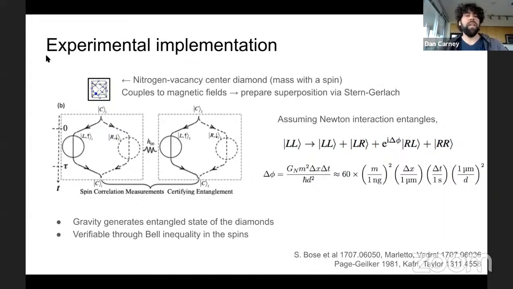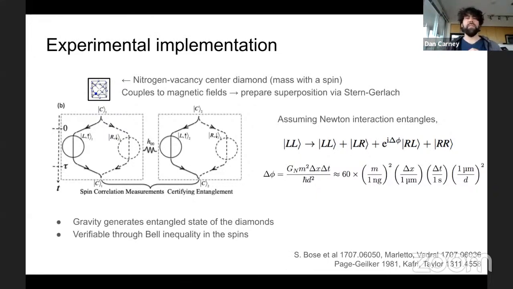So what do they suggest? They say, okay, what do we use for the masses? We make them little diamonds, and these diamonds have a nitrogen vacancy center. These exist and are very useful for many things. But for the purpose of this talk, it's just a piece of mass, and these can be pretty big, like a nanogram. And then the mass has a little spin half in it, and the spin half couples to the motion of the diamond. So you can move the center of mass of the diamond around by hitting the spin.